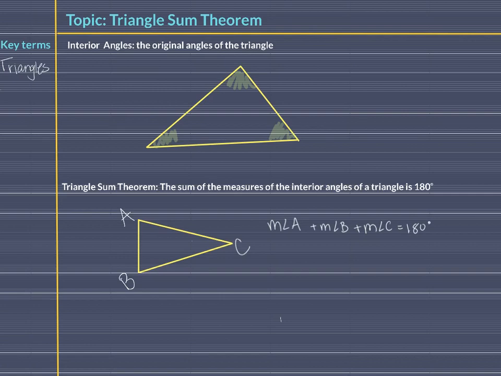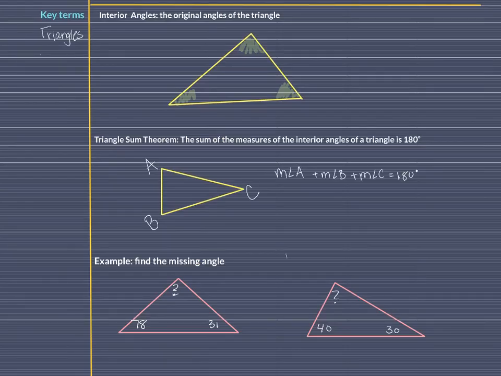Let's look at an example. In these two examples, we're going to find the missing angle, which is indicated by the question mark. So we will apply the fact that all three angles need to add up to 180 to find our missing one.